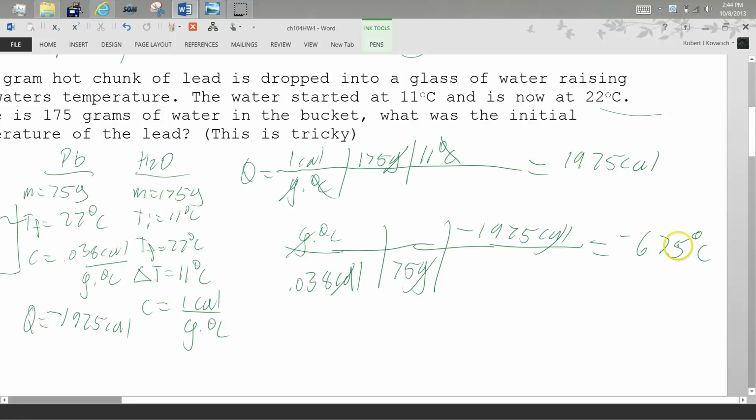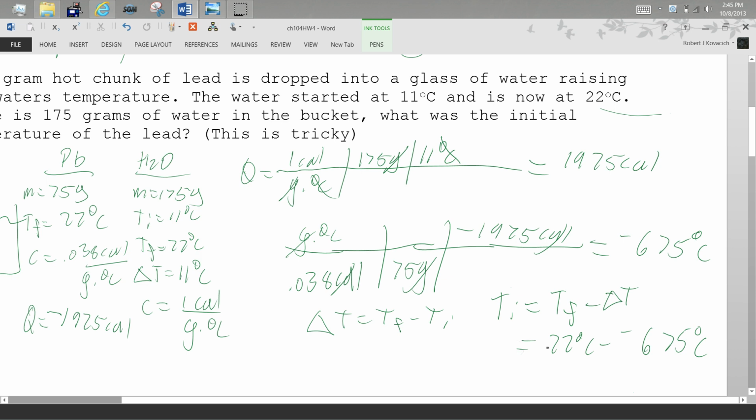So this 675 is my change in temperature. If we go to the equation, delta T equals temperature final minus temperature initial, we're trying to get the temperature initial, correct? If I rearrange this algebraically, temperature initial is equal to temperature final minus the change in temperature. That's okay, right? My final temperature is 22 degrees, and my change in temperature is negative 675 degrees Celsius.